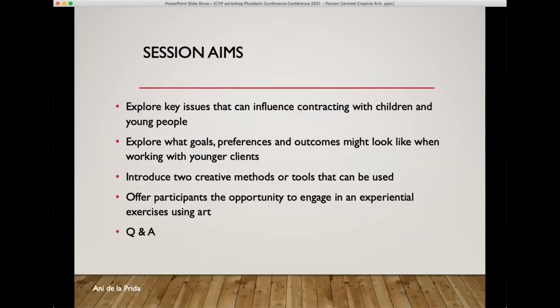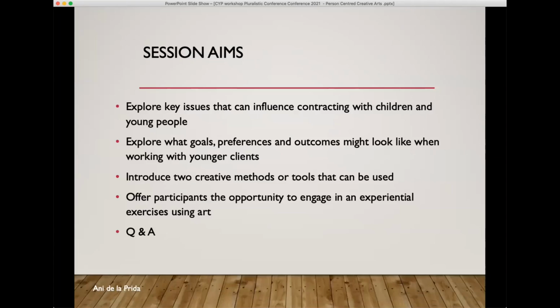So in the session today, I wanted to explore a couple of key issues that can influence contracting when we're working with children and young people, and explore what goals and preferences and outcomes might look like when working with younger clients. Do you work with children and young people, or not really? Yeah. Well, hopefully I'm not going to teach anyone to suck eggs, and if I am, speak up, because I don't want to do that.